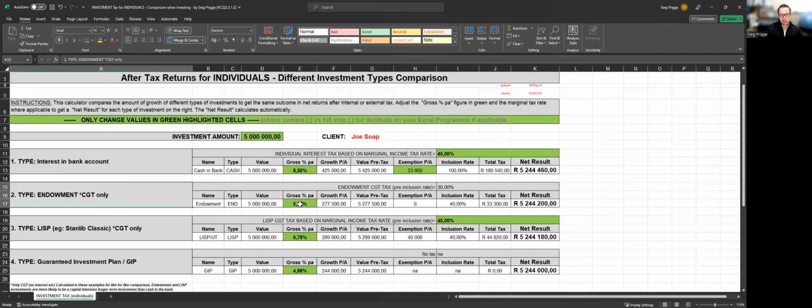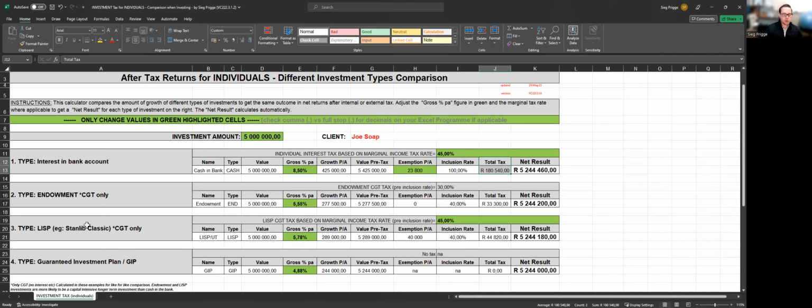So on a 5.55% growth, you're going to have 277,500 gross growth. Your value pre-tax will be 5,277,500. And if you apply the inclusion rate of 40% times the 30% endowment tax rate on capital gains tax, CGT, then the total tax you pay is 33,300. So you pay much less tax on the endowment, only 33,300 versus 180,540 on the interest-bearing investment.